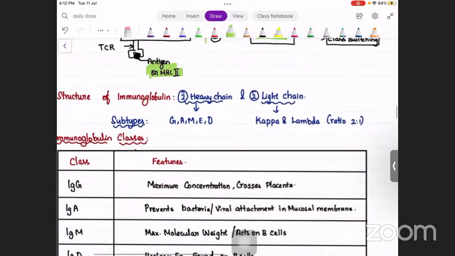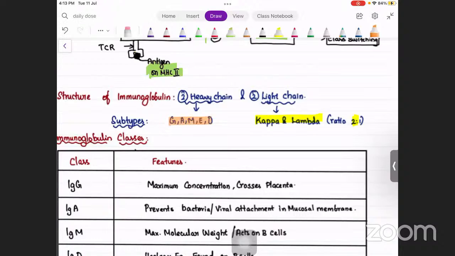And apart from that, the structure of the immunoglobulin contains 2 heavy chains and 2 light chains. The 2 light chains are kappa and lambda, where the ratio is 2:1, and the 2 heavy chains have 5 subtypes. They are classified as IgG, A, M, E, and D. So you can remember it as GAMED, or as GAMDE, whatever way you remember, you can remember accordingly.